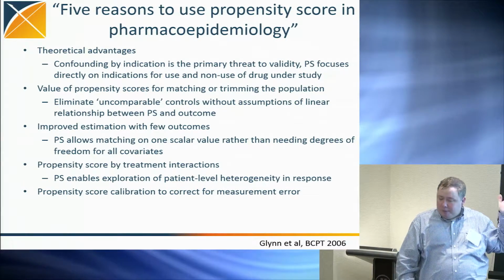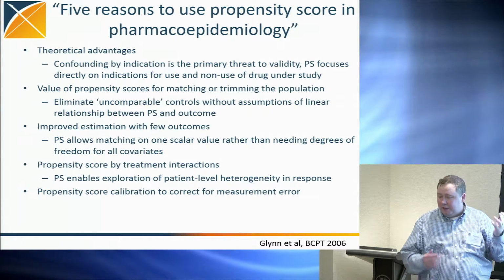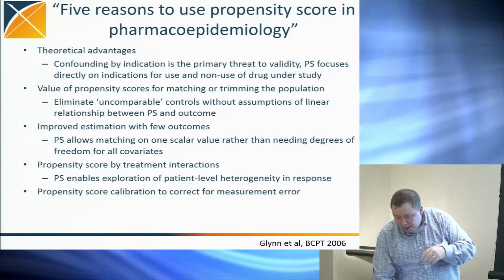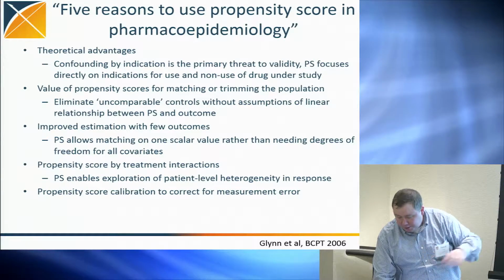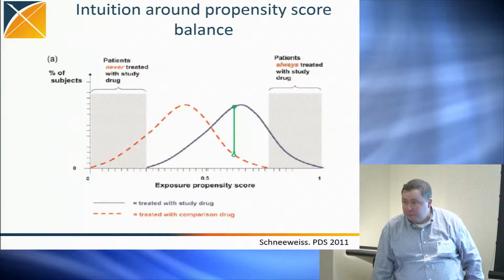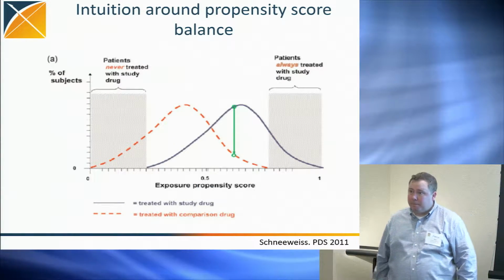There is a paper by Glenn et al. that talks about the advantages of why you should use propensity scores in pharmacoepidemiology. I'm not going to belabor any of those points, but refer you to this paper if interested. Back to the previous slide I had, just to make sure I understand something about the model.